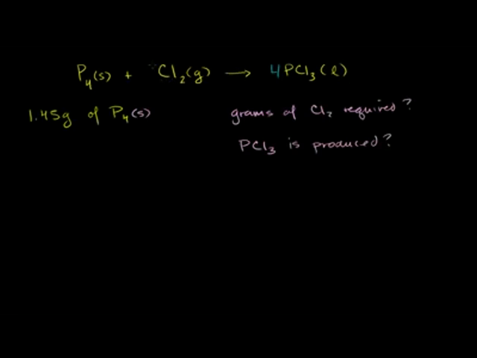I only have 2 here. Let me multiply that by 6. 6 times 2 is 12. 4 times 3 is 12. Now our equation is all balanced: 4 phosphoruses on each side and 12 chlorines.